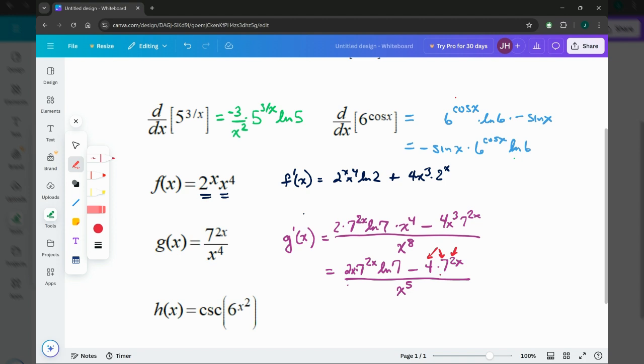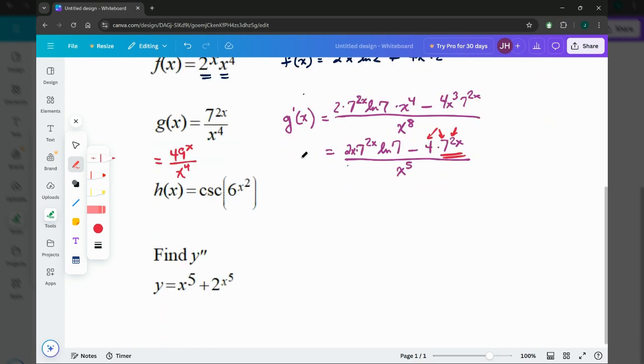Now, one thing I could do right here to make my life easier, in fact, I could have done it at the beginning of the problem. I could have said this was 7 squared, 49 to the x, divided by x to the fourth. And this might have made my problem a little easier in terms of, hey, I don't have to worry about doing a chain rule on the 49 to the x. So that is an option I could have had.